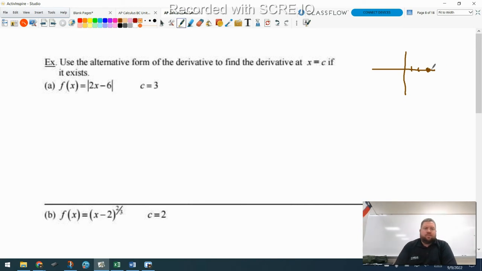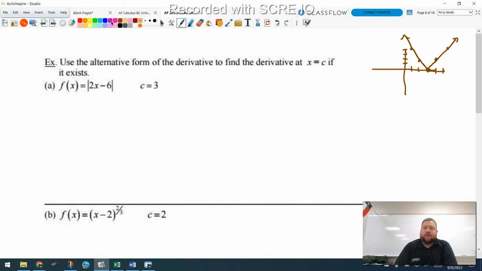Then let's just plug in a couple points to the right and a couple points to the left. If I plug in 4, I get 8 minus 6, which is 2. If I plug in 5, I get 10 minus 6, which is 4. If I plug in 2, I get 4 minus 6, which is negative 2. Absolute value turns that into positive 2. And if I plug in 1, I get 2 minus 6, which is negative 4. Absolute value turns that into positive 4. So I have my shape going like that.